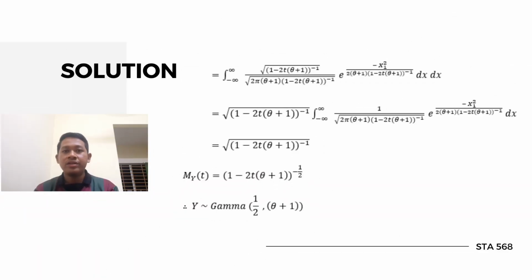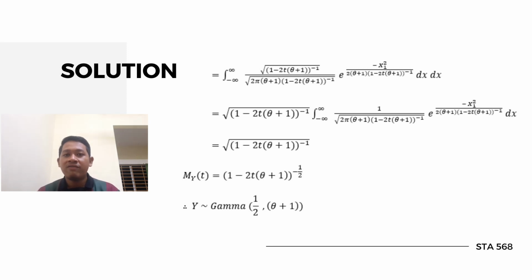I forgot to mention the fraction. The original normal distribution has sigma square root 2 pi. Since we already have a new variance, which is 1 minus 2t times theta plus 1 to the power of negative 1, we must also change the variance in the fraction. But we must remember that if we change the fraction, we must also change the top and the bottom of the fraction so that our equation is stable.